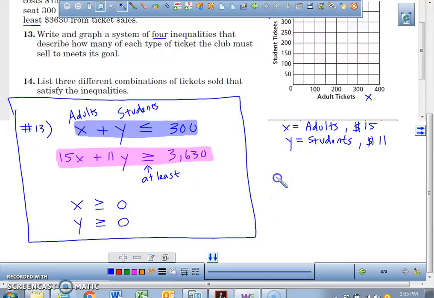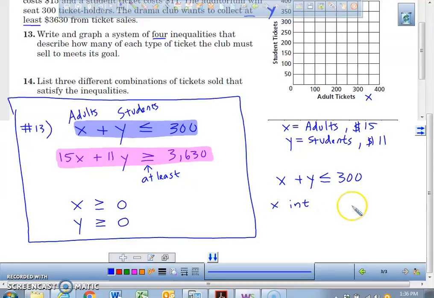So, I'm going to rewrite these equations right here. I'm going to put x plus y is less than or equal to 300. And we are going to solve for the x-intercept, and we're going to solve for the y-intercept, and we're going to graph this just using the x-intercept and the y-intercept. Just remember, the x-intercept, the y value, is 0. The y-intercept, the x value, is 0.